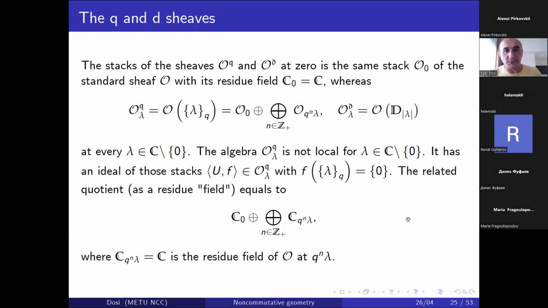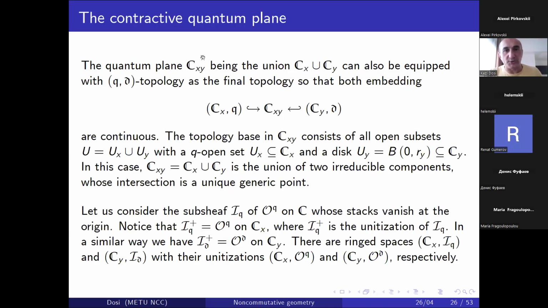Okay, now let me introduce. So let's turn back to CXY. Do you remember CXY? That was the space of all continuous characters of the Arens-Michael envelope. It's a union of two copies of the complex plane. For X, we're going to equip it with the q-topology, and for Y, the disk topology. Both are embedded here. We're going to endow it with the final topology, so that both embeddings are continuous.